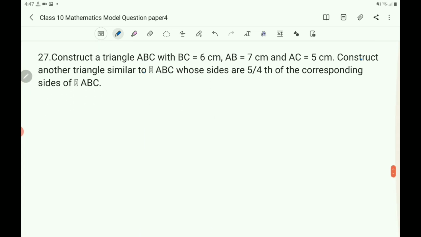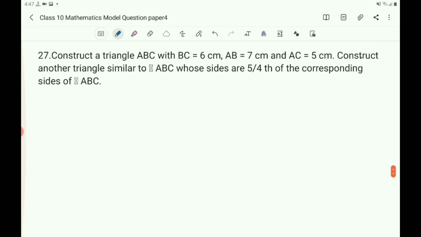Then 27. Construct a triangle ABC with BC equals 6 cm, AB equals 7 cm and AC equals 5 cm. Construct another triangle similar to triangle ABC whose sides are 5 by 4th of the corresponding sides of triangle ABC. Children, follow the video lessons of the construction of similar triangle and do the construction. Here roughly let us discuss about the construction.